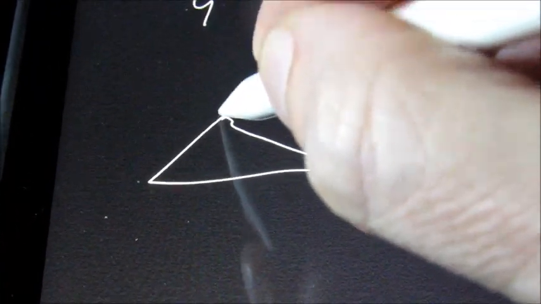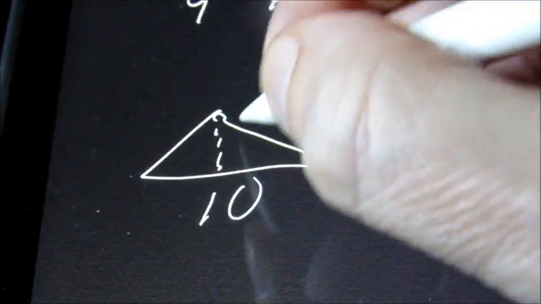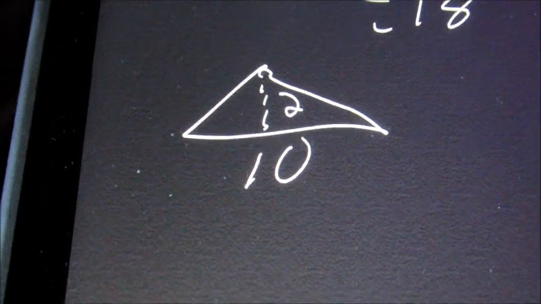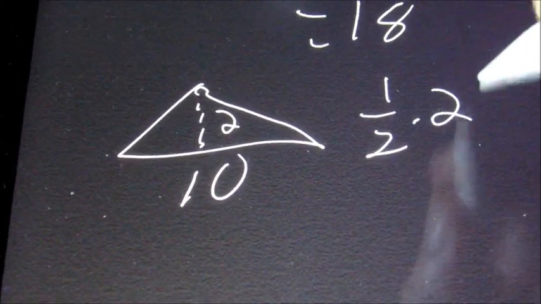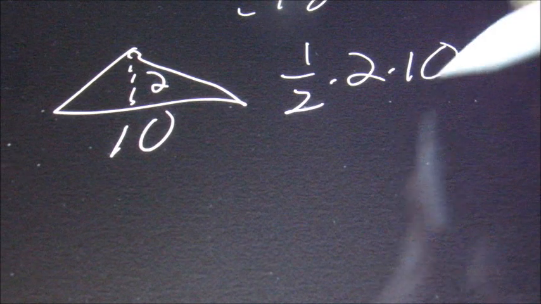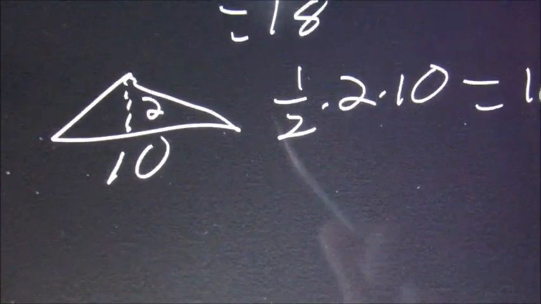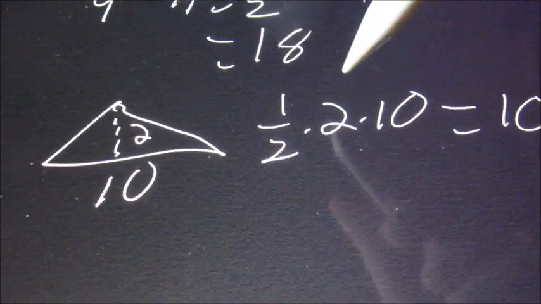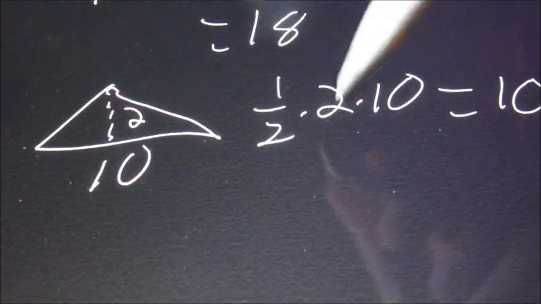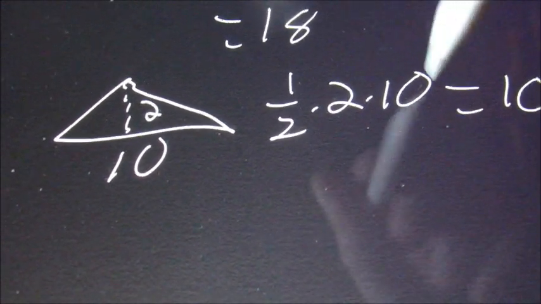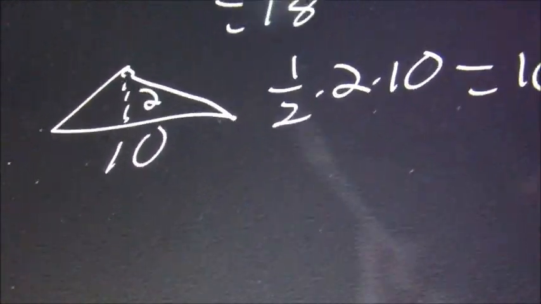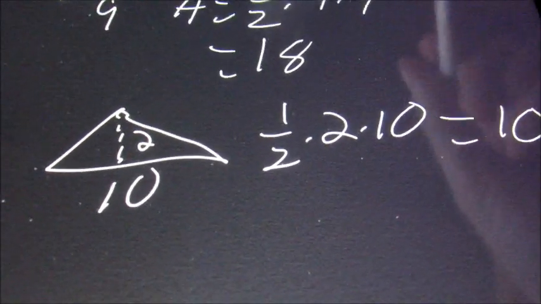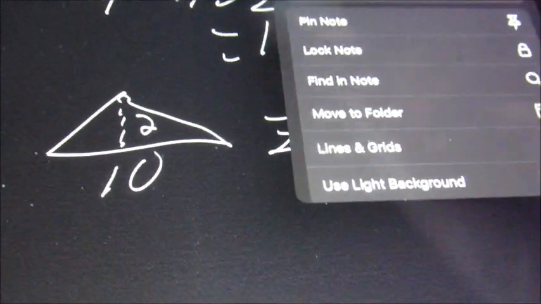The next type of triangle you might have will be like this, where it gives you that the height is 2 and the base is 10. So 1/2 times 2 times 10, and that's going to equal 10. 1/2 times 2 is 1, times 10 is 10. You can also say 2 divided by 2 is 1 times 10, or 2 times 10 is 20, times 1/2 is 10. Okay, so that is when we are multiplying.